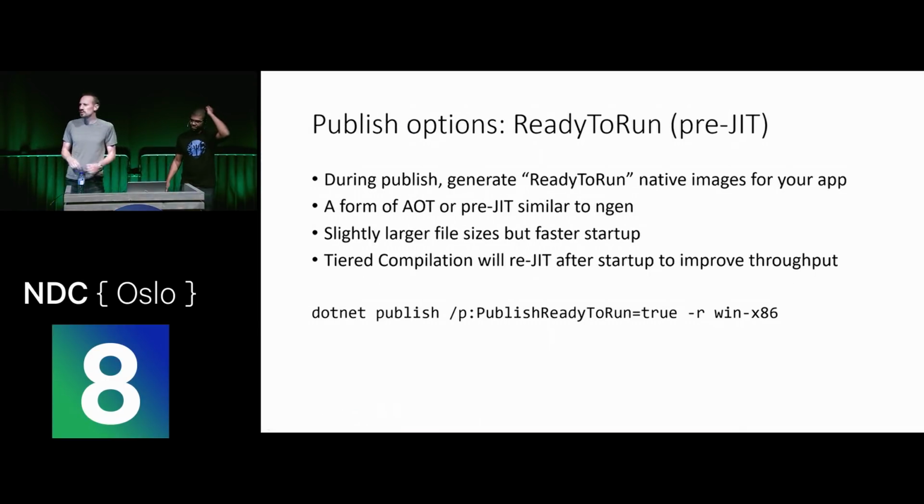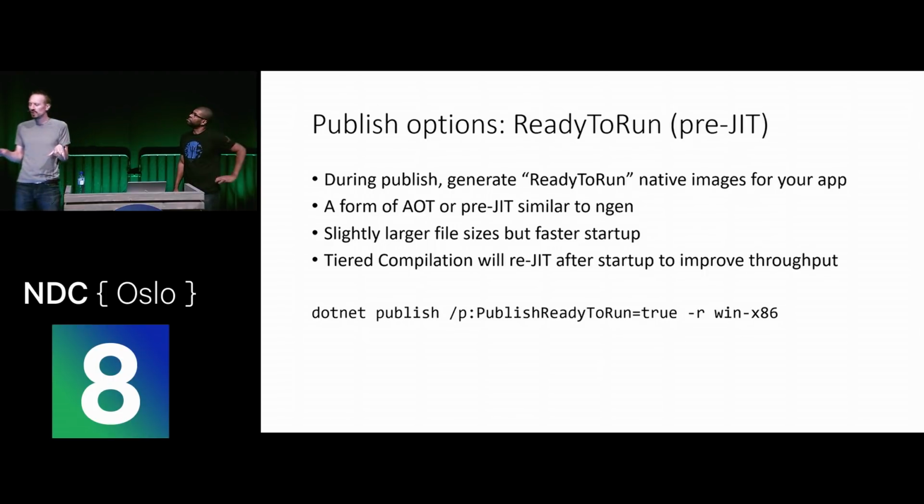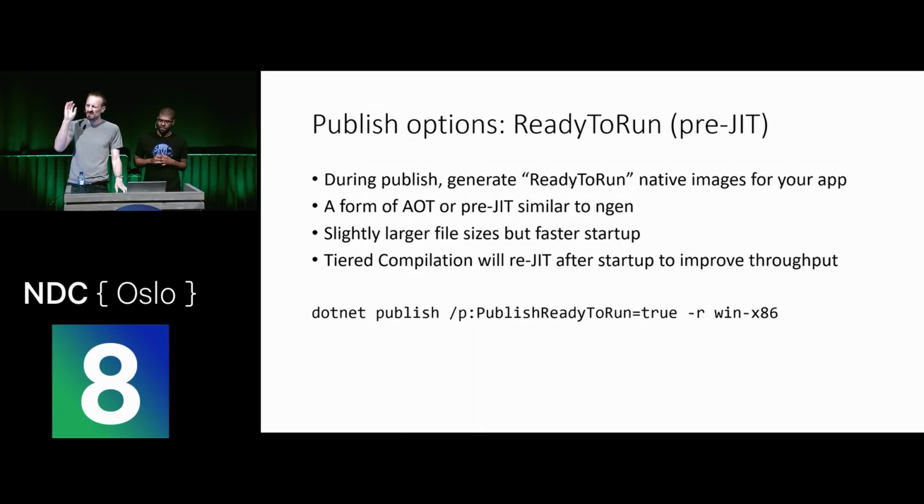All right, publish options. There are 3 new publish options in .NET Core 3 that enable you to optimize your published application in different ways. Some of these currently are laser focused on the WinForms and WPF desktop app scenarios, but they're not limited to those. You can use them for all application types, console apps and even web applications if you think through it a little bit.